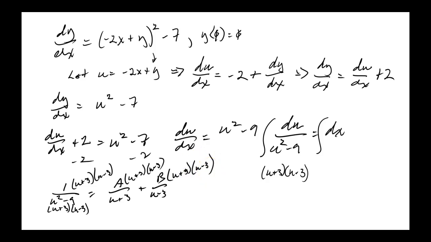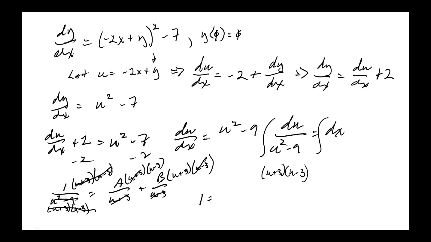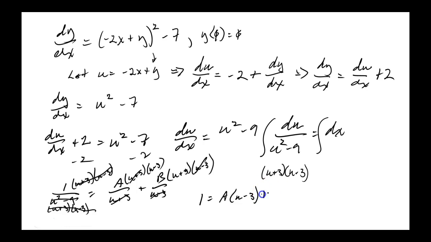Done it to everything on both sides. Here the whole denominator disappears. That's what we wanted, so we're left with 1 here. Here the u plus 3's go out, and here the u minus 3's go out. So what we have is an equation saying 1 is equal to a times u minus 3 plus b times u plus 3. That's what's left.